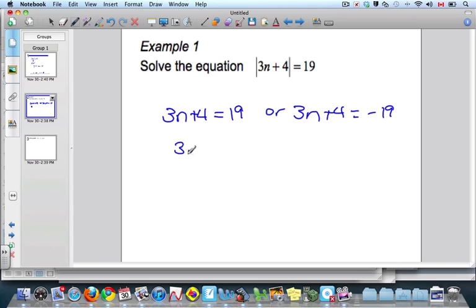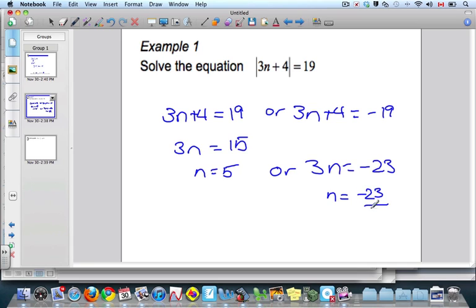So I subtract my 4, and I get 15. That's easy, and n is just 5. Or 3n equals -19; subtract 4 again, and I get -23. Divide by 3, and I get n equals -23 over 3. We can leave it like that, or switch it, it doesn't matter. I'm just going to leave it like that, since I'm already there, and n equals 5.